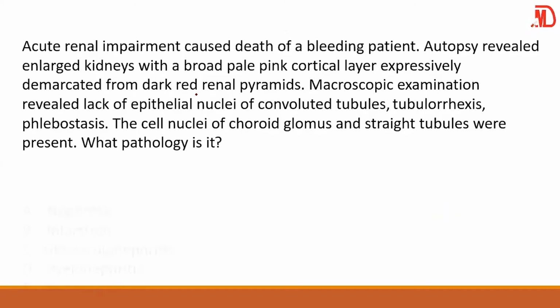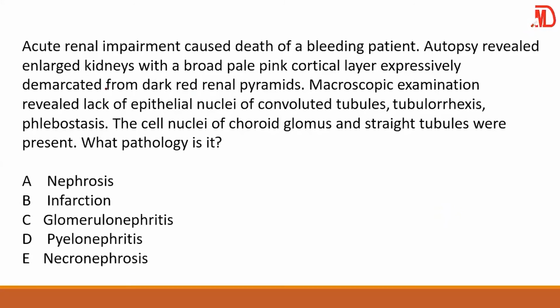I like this question again because we have already done it. Acute renal impairment caused death of a bleeding patient. Autopsy revealed enlarged kidneys with a broad, pale pink cortical layer, expressively demarcated from dark red renal pyramids. Renal pyramids. Do you remember what we talked about? Acute tubular necrosis. And these form part of the renal tubules of what?